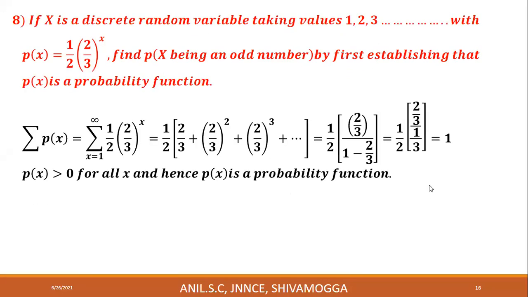Next one, a similar kind of problem. If x is a discrete random variable taking values 1, 2, 3, etc., with p of x equal to 1 by 2 into 2 by 3 whole power x, find p of x being an odd number, by first establishing that p of x is a probability function.